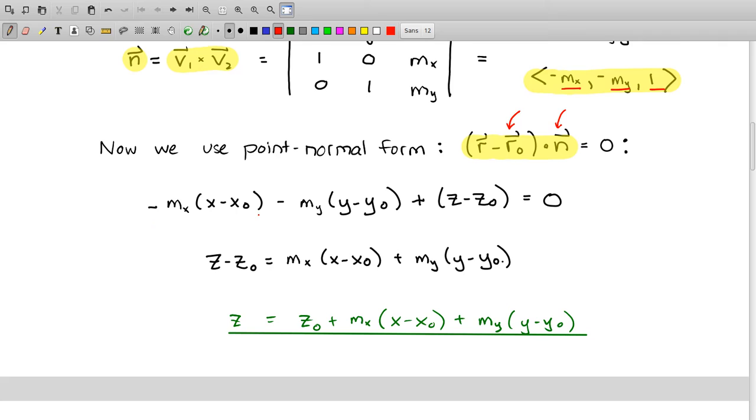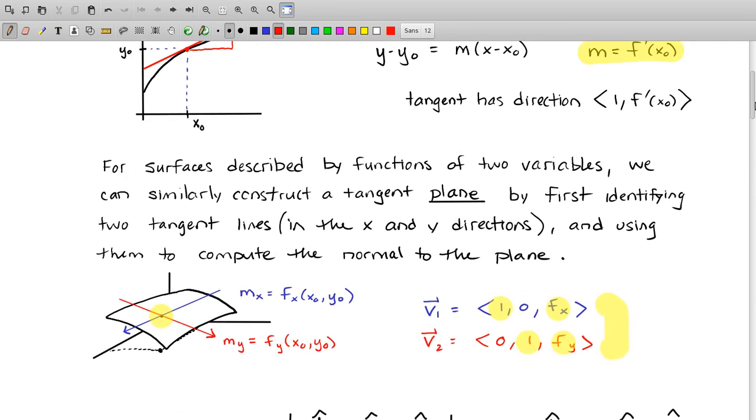Minus mx times (x minus x naught), minus my times (y minus y naught), plus 1 times (z minus z naught) equals 0, point-normal form. We do a little bit of rearranging. And what I've actually done here is, instead of putting it in standard planar form, I have put it into the form of a function z depending on x and y. And I've left these things here, the x minus x naught and the y minus y naught, multiplied each by the slope. This looks a lot like point-slope form of a line in Calculus 1.